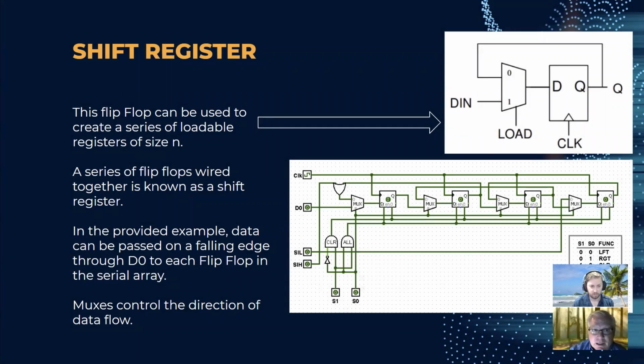This was not technically one of the gates that we had to produce for the labs, but it was one that we were asked a lot of questions about and was present a lot in the readings. This flip-flop can be used to create a series of loadable registers of size n. A series of flip-flops wired together is known as a shift register. In the provided example, data can be passed on a falling edge through the D0 to each flip-flop in the serial array. Muxes control the direction of the data flow, and we'll go into a demonstration here in a moment.